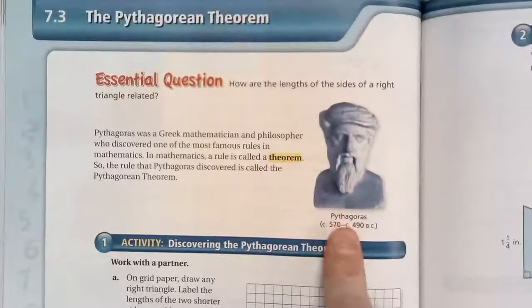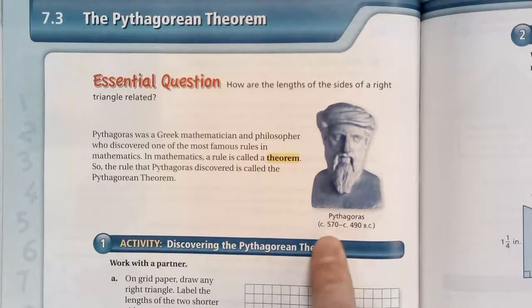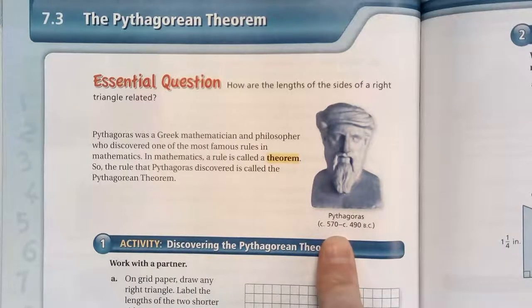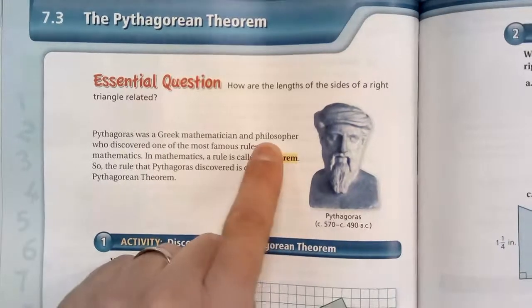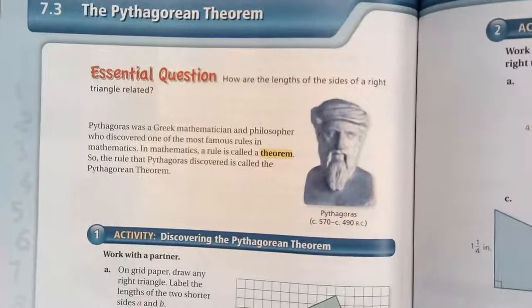Pythagoras, here's Pythagoras, old guy, long time ago. Very influential person in all of history. Wasn't just a mathematician, was also a philosopher, and he came up with this thing called the Pythagorean theorem, which I'm going to do my best to explain to you right now.